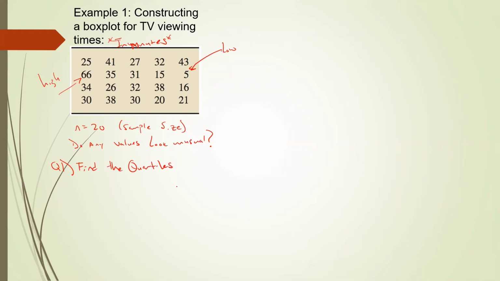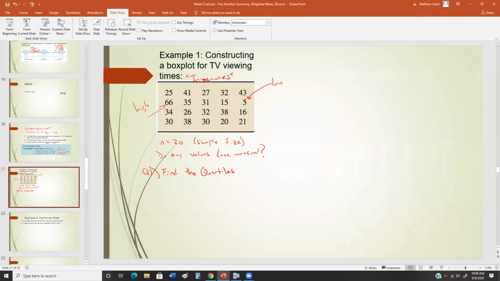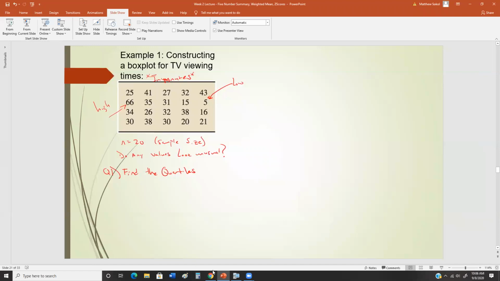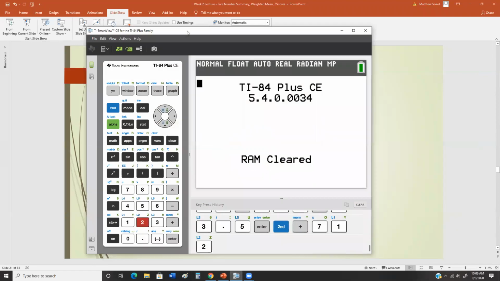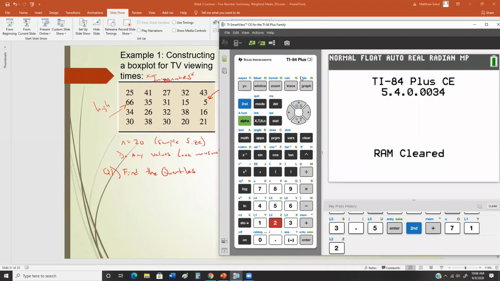Now you could do this by hand. Like you could take the data set and arrange it by hand, but I'm going to be honest with you, it sounds awful. So the good news is for this class, you never have to do that. All right, so I'm going to show you how to do this in your calculator here. Okay. If you remember from the videos last week, I showed you how to do this as well.